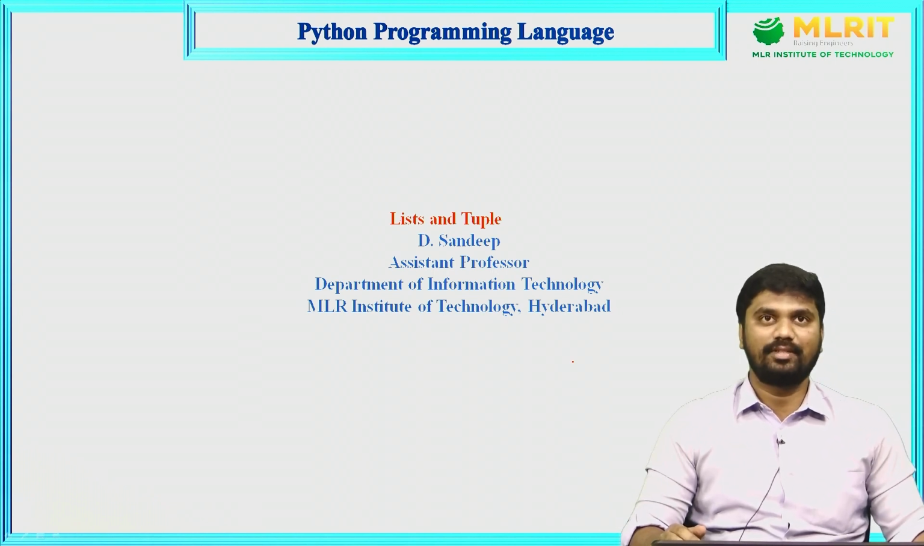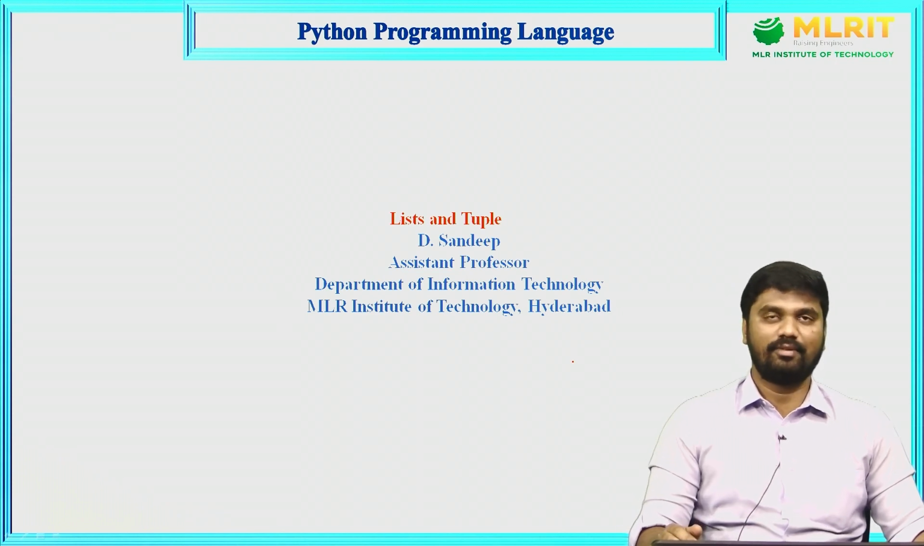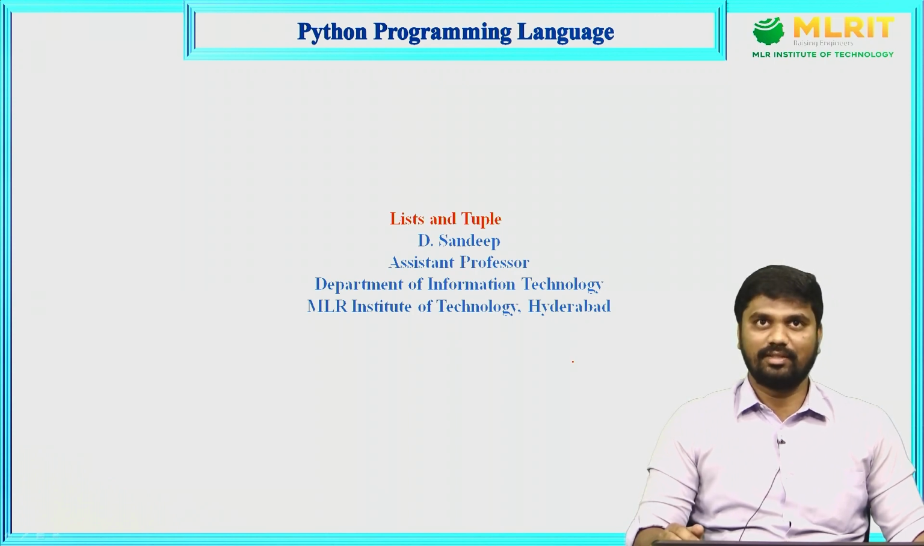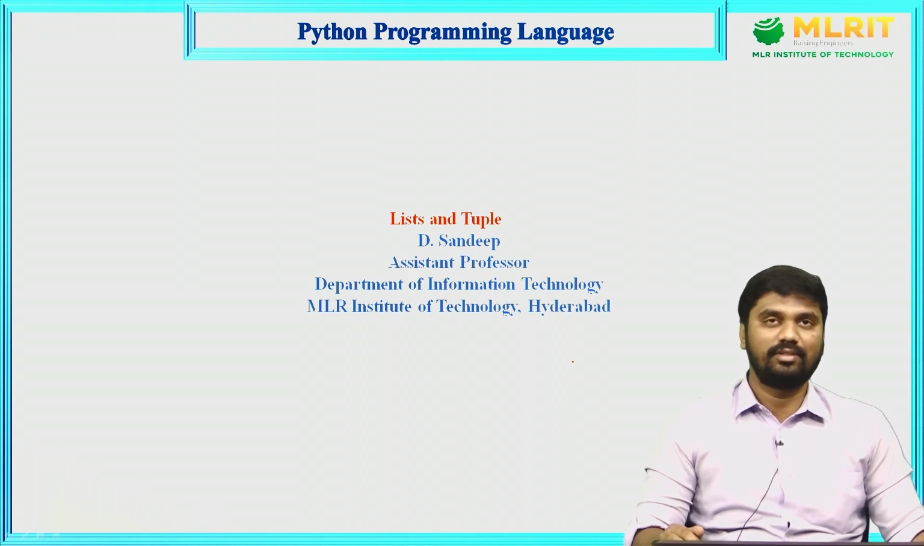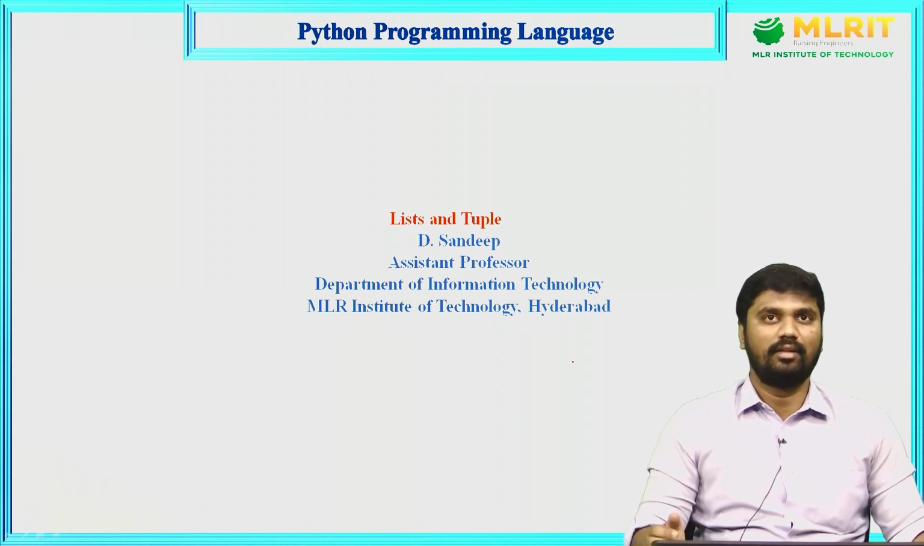In the last video, we discussed sequence data types in Python, that is the string data type, and also we discussed type conversions, that is typecasting. We can convert from one data type to another data type. For that purpose, we have inbuilt functions: int function, float function, str function, complex function, and bool function. These are the things we discussed in the last video.